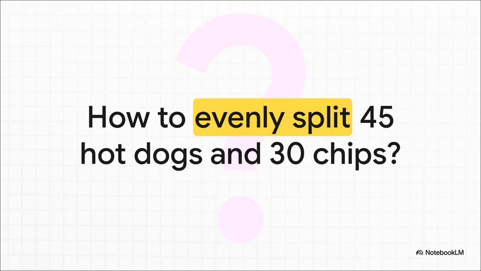To show you why this toolkit is a real game changer, I want to drop you straight into a real-world dilemma. Picture Amari and Ethan. They are throwing an end-of-season soccer party for their team. They just got back from the store with exactly 45 hot dogs and 30 individual bags of chips. The problem? They need to make sure every single person at this party gets the exact same amount of food.